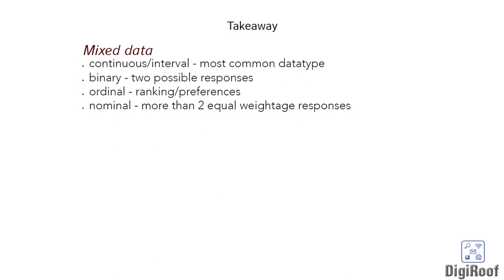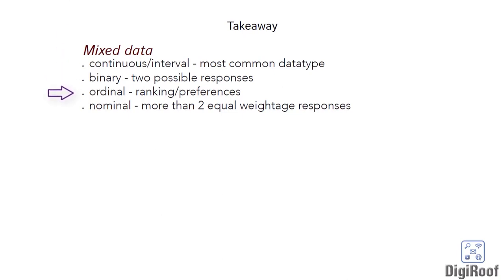Let's revise what we have learned in the past two videos. Continuous variable is the most common data type. Such variables include numeric data such as number of forest fires or number of pizzas that one eats in a month. Next, we looked at binary variables that have two possible responses. Examples include variables such as someone is pregnant or not, or other yes or no responses.